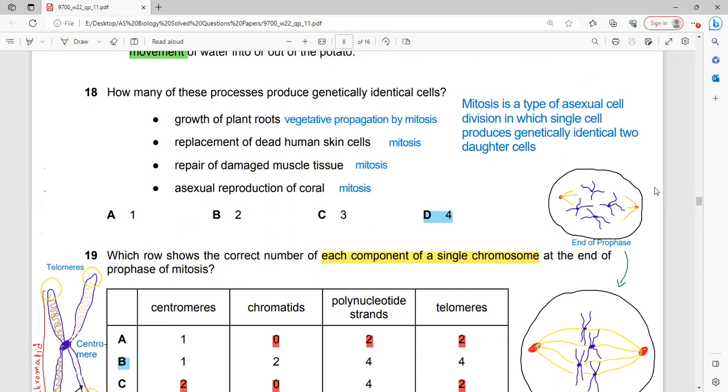So the next question, number 18. How many of these processes produce genetically identical cells? Cells are produced genetically identical by the type of division that is mitosis. In asexual reproduction, a single cell produces two genetically identical cells. Growth of plants by vegetative propagation also takes place by mitosis. Replacement of dead cells, repair of damaged cells, asexual reproduction, all are types of division by mitosis. So that's why all four are correct options.